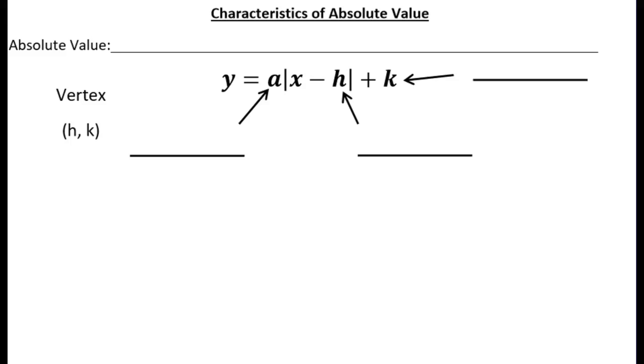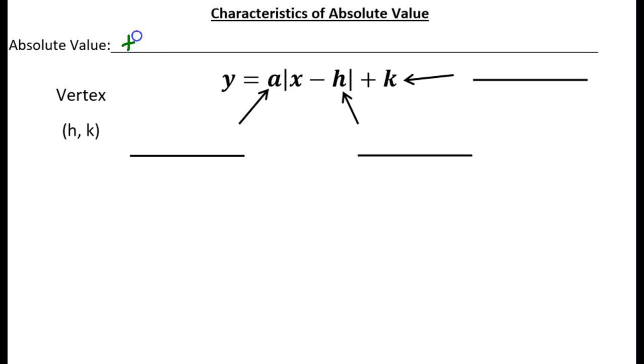Alright, today's lesson is on the characteristics of absolute value, and primarily today we will be focusing on what the graphs look like and the transitions from the parent function. So, quick definition of absolute value.